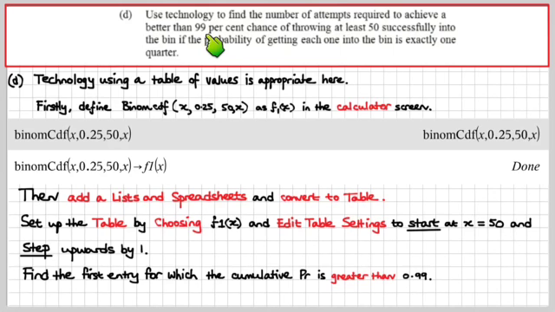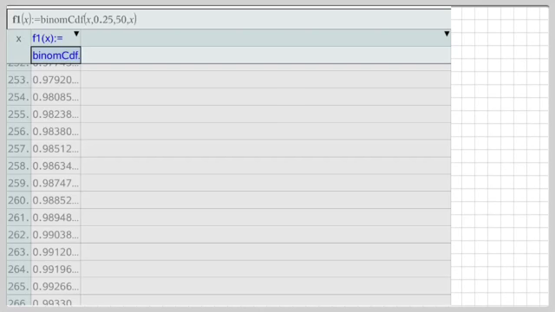So we're scrolling down the screen, trying to find the value of x, aka n, the number of trials required to get a better than 0.99 probability, on the screen, of getting at least 50 in the bin. This must have been a very troubling day for whatever they were working on. 50 into the bin. So, all right, let's go and see what we get.